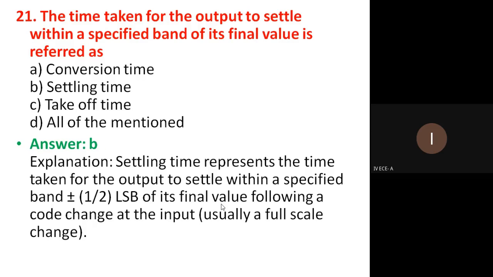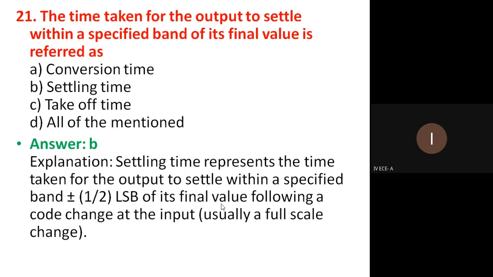Next question, problem number 21. The time taken for output to settle within a specified band of its final value is referred to as: option A, conversion time; option B, settling time; option C, takeoff time; D, all of them mentioned. Here the answer is B.